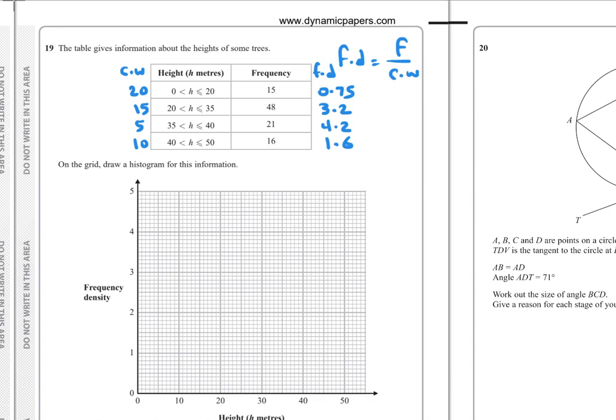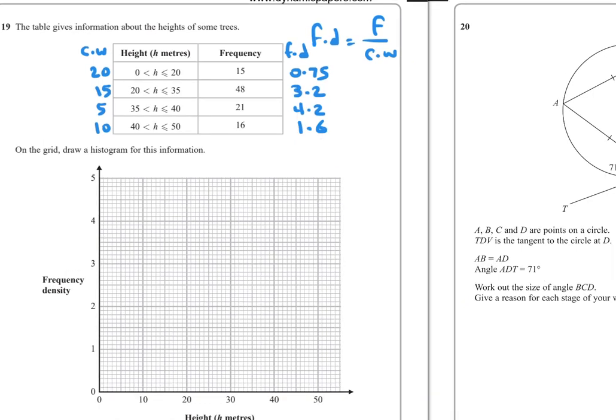Now you can draw the first interval with height 0.75, so this is 0.75. So this is the first interval. Next one, height 3.2 from 20 to 35. So height 3.2 from 20 to 35.